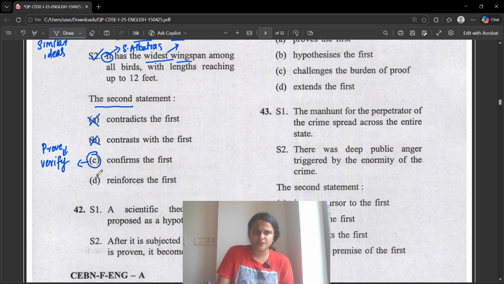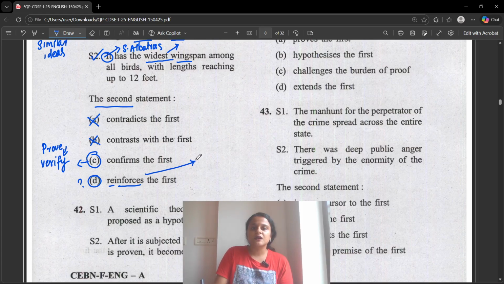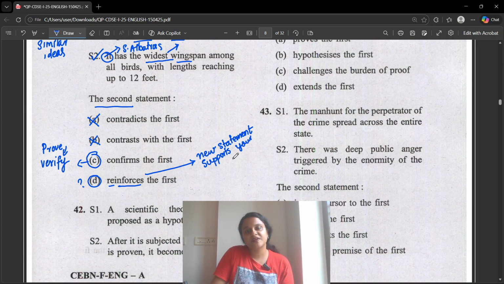Let's look at option D as well. What is option D? It says reinforce. Anything saying re means doing something again or doing something one more time, right? So to reinforce means you are coming up with a new statement. This is very important. A reinforcing statement means you are bringing a new statement that supports your first statement. Supports your first statement. I'm just writing it here.